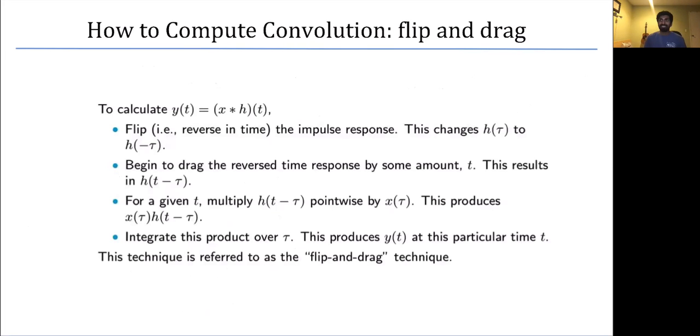Okay, so feel free to pause the video and come back multiple times if things don't make sense. Feel free to come to my office hours if you need additional help, but I'm just going to start with this flip and drag method, which is, I think, the easiest way to compute convolutions. So in general, to calculate the output y, remember y equals x convolved with h, x star h, we have this four-step process. The first step is to flip the impulse response. This changes h of tau to h of minus tau. We then drag the reversed time response by some amount t. We multiply pointwise, and then we compute an integral. So this technique taken together is flip and drag.